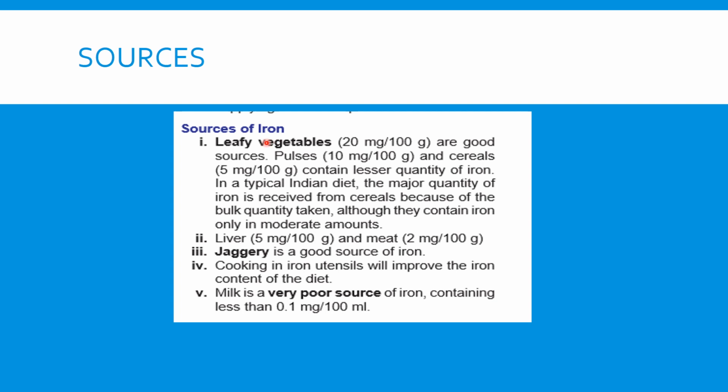Sources of iron. The major sources of iron are leafy green vegetables. Similarly, liver and meat are good sources of iron. Similarly, while we cook our food in iron utensils, it will improve the iron content of the diet. But remember that milk is a very poor source of iron.